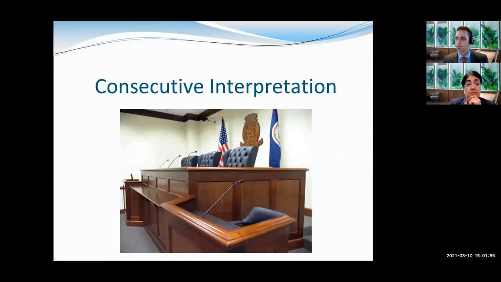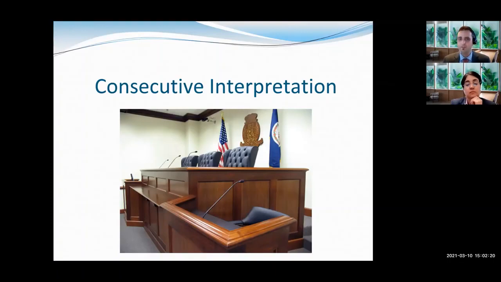Let's go with consecutive interpretation. I think site translation is pretty clear. When I say that to you and describe it, people sort of get an idea of what it is. Simultaneous also seems pretty straightforward once you understand what we're talking about. I mean, they're talking and I'm talking at the same time, okay? But consecutive sometimes is a little bit odd for people. If you've never seen it done, maybe it's hard to conceptualize.